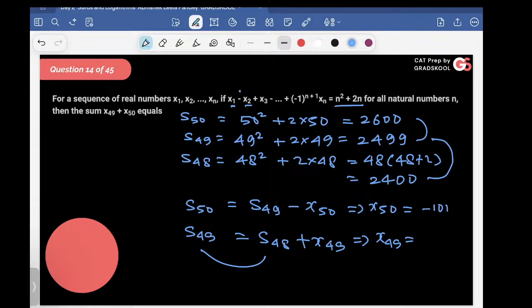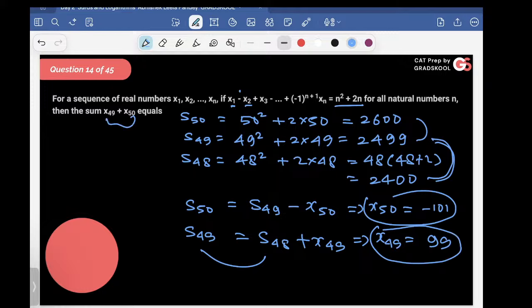2499 उल्टा बोल रहा हूँ मैं. 2499 minus 2400, that is 99. We got X50, we also got X49. इन दोनों को ऐड कर दो, -101 plus 99, you get -2 as the final answer. That is another way of solving the same question. Ayushman, patented तरीका. Okay. Is that cool? I hope you got it now.